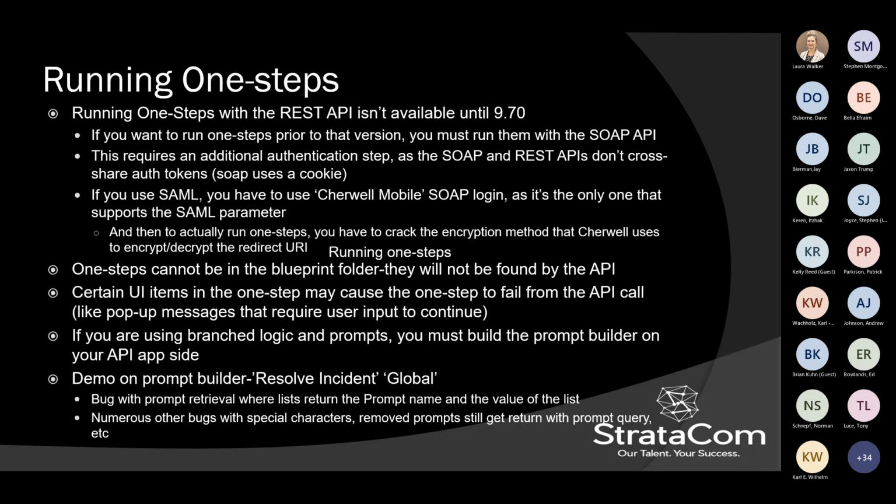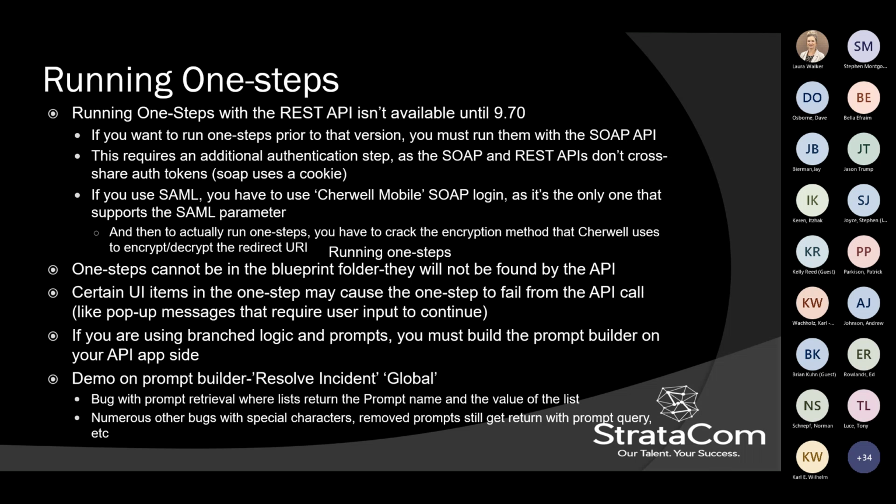Running one steps is another gotcha in pre 9.7. In 9.7, one steps can be run with the REST API. Pre 9.7, they have to be run with SOAP. So for our pre 9.7 customers, if they're on LDAP, it's really not a problem because they're entering the credentials into our application and we're passing them over. If they're on SAML, we actually are double authenticating them: authenticating via the SAML REST and then re-authenticating via the SAML SOAP. There is a checkbox in Cherwell you have to check, Cherwell mobile SOAP login, so that works. That's on the Cherwell side.